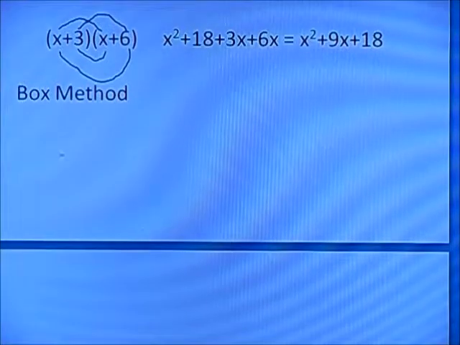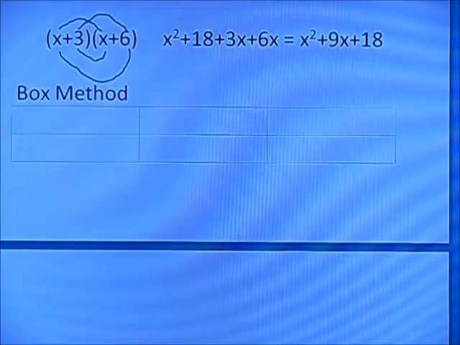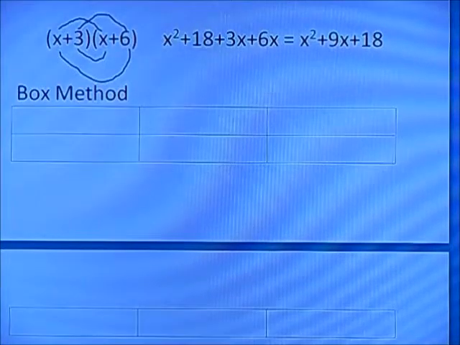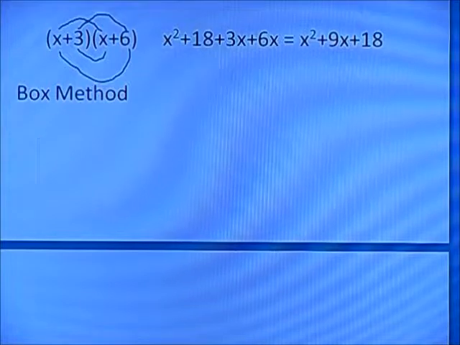Now this is similar to what we had in the last one. Actually, I'll have to move down a page. Okay, I'm on this box method. This is very similar to what we had when we multiplied the monomial by the binomial.